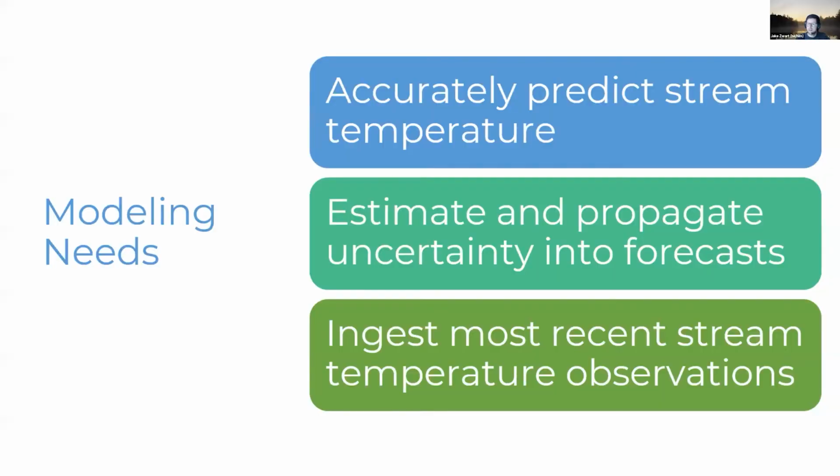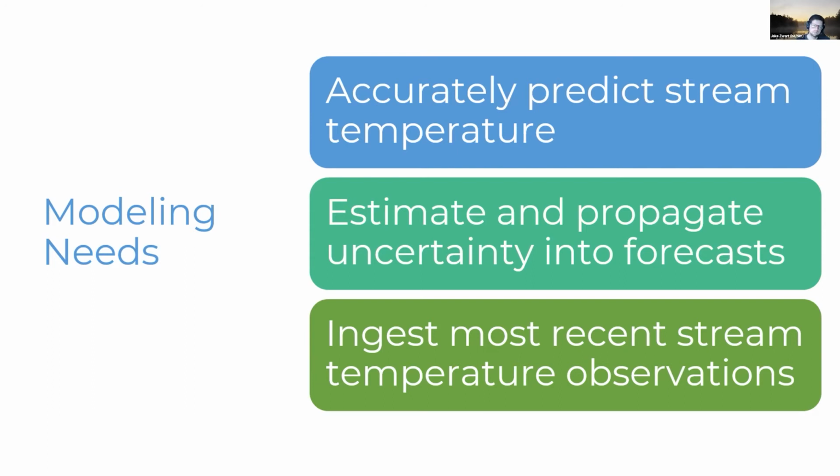Okay, so the objectives of making temperature forecasts, we have these different modeling needs. The first modeling need is that we need to accurately predict stream temperature dynamics, and we're using the process-guided deep learning models for this. We also need this model to estimate and propagate prediction uncertainty into the forecasts. And we need a model that is able to ingest the most recent observations available so that it has the best starting point when making a new forecast on a given day.